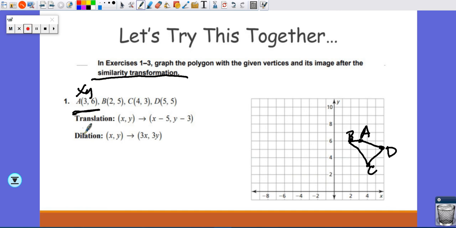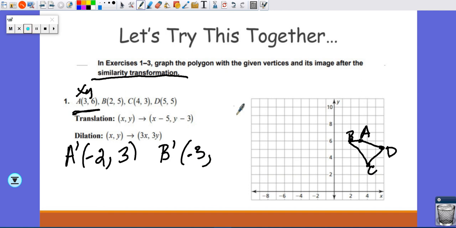So I have a translation, then a dilation. I need to do these two and then put them on the coordinate plane. To get A prime, it tells me to subtract 5 from each x value and subtract 3 from the y. So 3 minus 5 would be negative 2, and then 3 minus 3 would be 0. Wait, A is 3 and 6, so 6 minus 3 is positive 3. To get B prime, I subtract 5 from this, so I get negative 3, and then 5 minus 3 is positive 2.